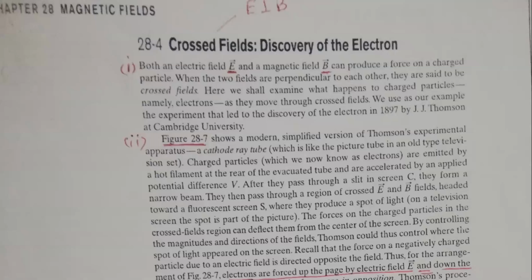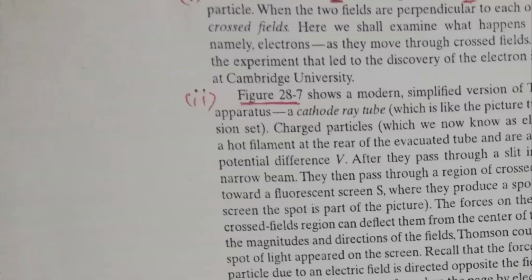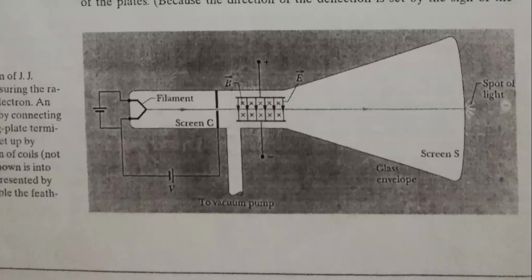A modern simplified version of Thomson's experimental apparatus is a cathode ray tube. This one is the cathode ray tube. We have to discuss this figure a bit because understanding it is very important. First of all, this tube is a vacuum tube. It is connected to a vacuum pump, and with the help of the vacuum pump, all the air is pumped out of this tube.